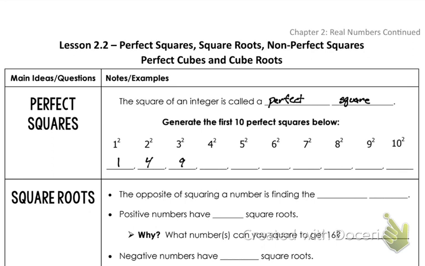4 times 4, 16. 5 times 5, 25. 6 squared, 36. 7 squared, 49. 8 squared, 64. 9 squared, 81. 10 squared, 100.